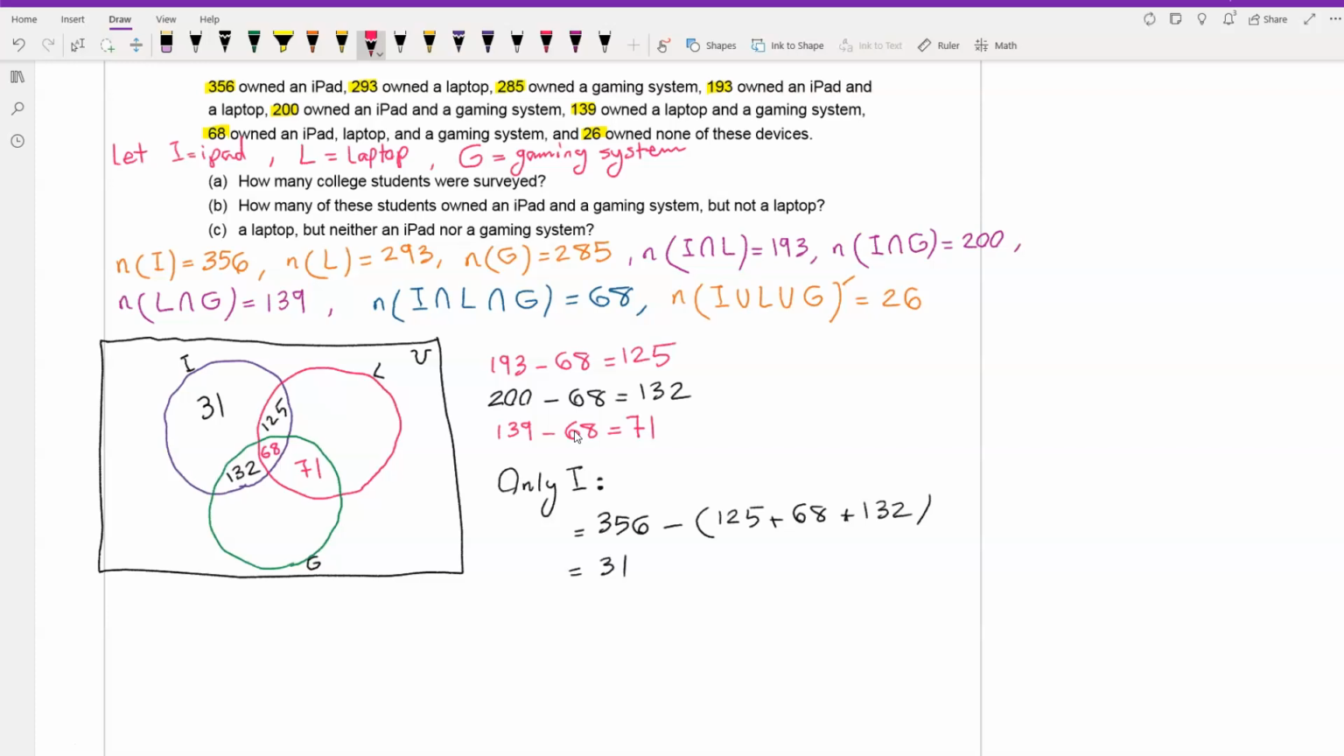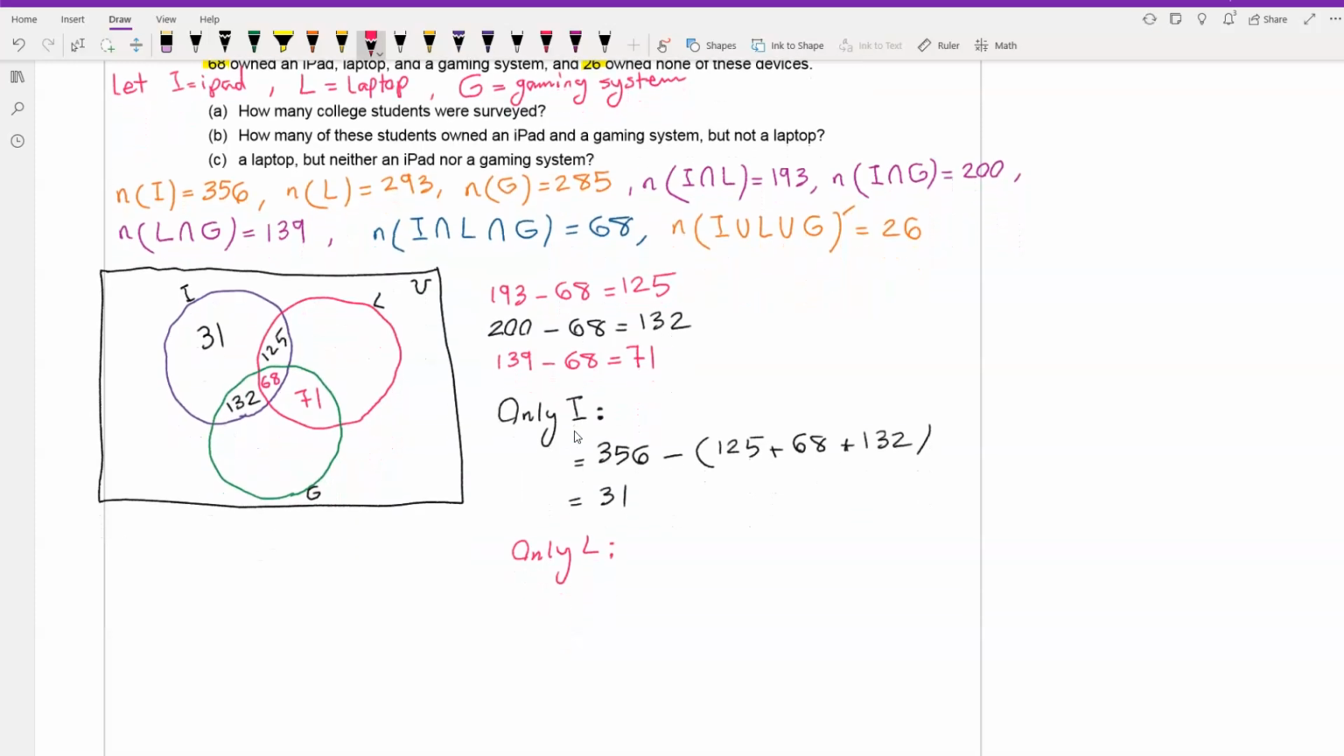Then we have only laptop. For this one, total is 293 minus, we should subtract these three numbers again. What we already have in the circle for laptop, it's 125, 68, 71. So the answer is 29.